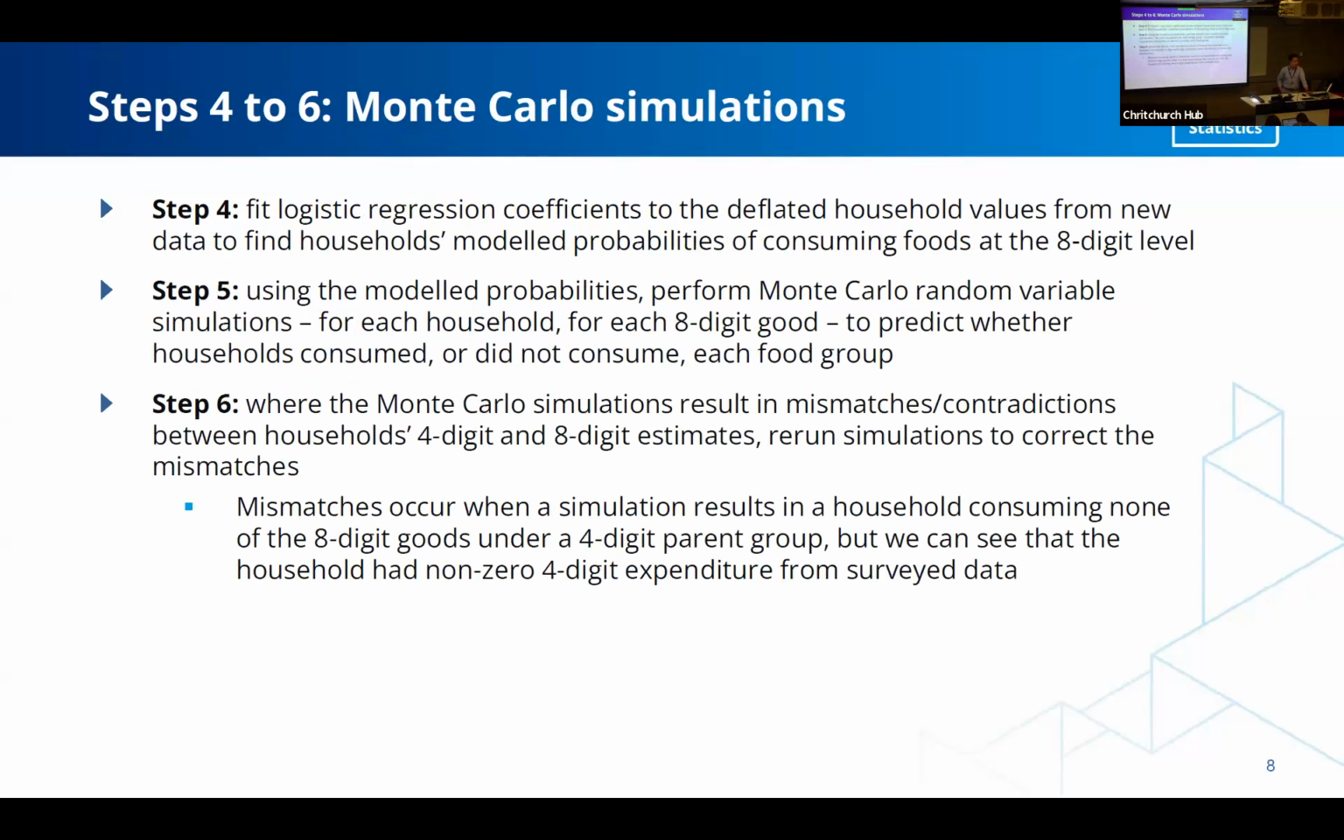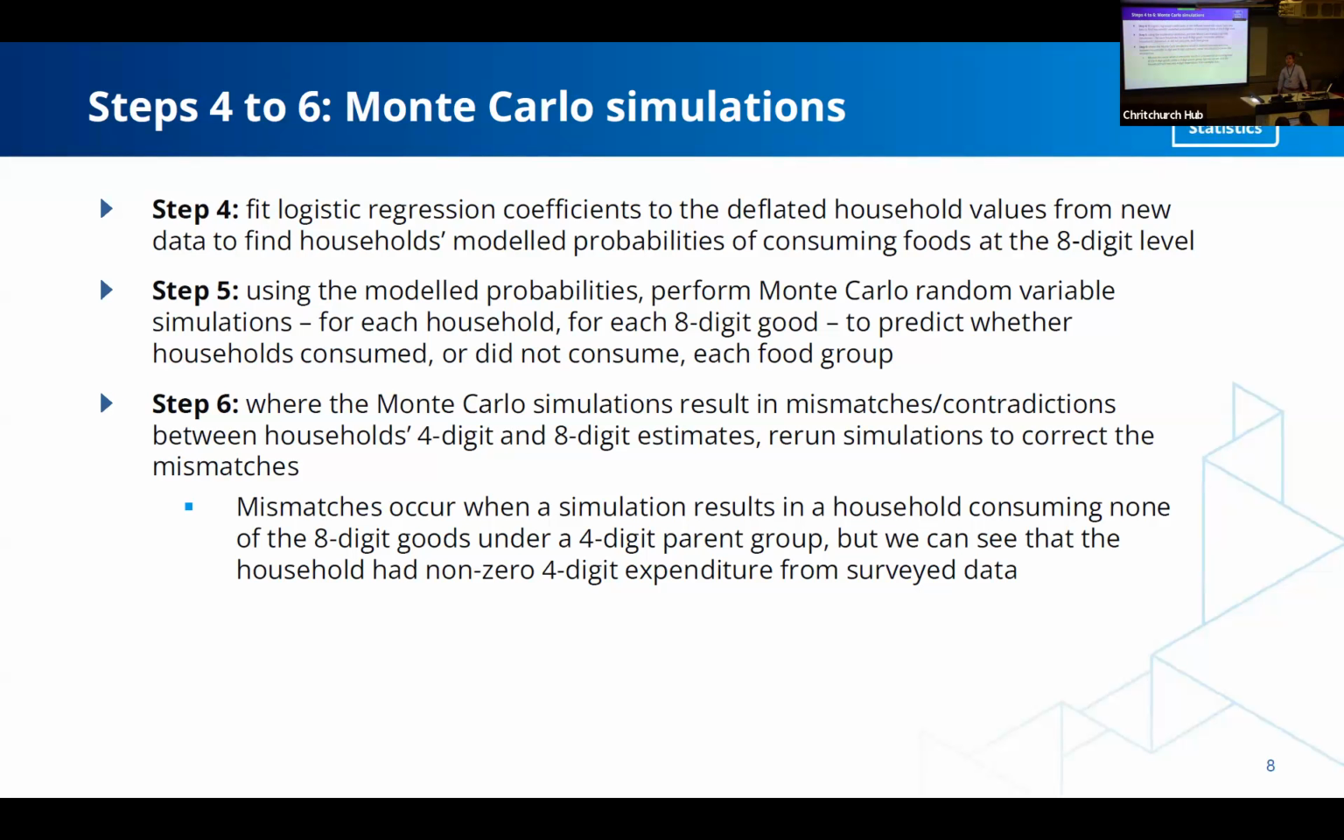So the next step is we then fit those logistic regression coefficients to our now deflated household values from the new data, and we basically give all these households a model probability of consuming goods at the 8-digit level. And now using those model probabilities, we perform Monte Carlo simulations, also known as Bernoulli random variable simulations. And we do these for each household, for each 8-digit food good, and we essentially predict whether or not a household consumed or did not consume each food with the simulation.